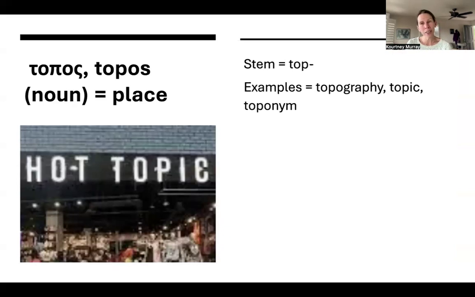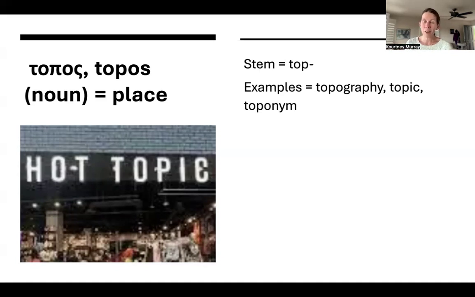Now here's topos. Now it's a tricky word. On the one hand, it's very simple, right? Topos means place. That's what the Greek word means, is place. But the word place has a million different meanings, from very specific, like the store Hot Topic is a place, to much more metaphorical.